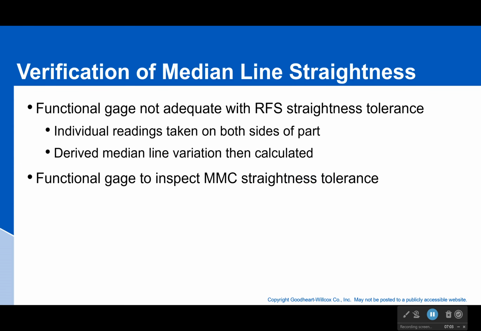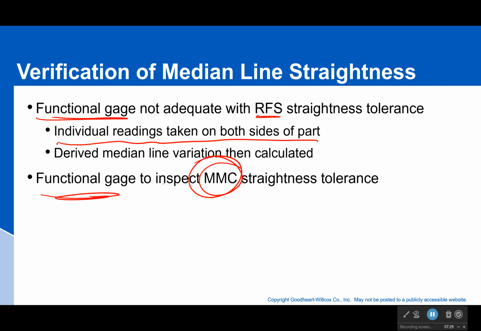Okay, now these functional gauges only work if we have that maximum material condition modifier. It's not good with the RFS straightness tolerance. In that case, you're going to have to use a coordinate measuring machine, or if you're going to do it by hand, you have to do individual readings taken on both sides of a part to figure out where the derived median line is. So functional gauges, only for that maximum material condition straightness tolerance. Otherwise, you're going to have a very bad time.